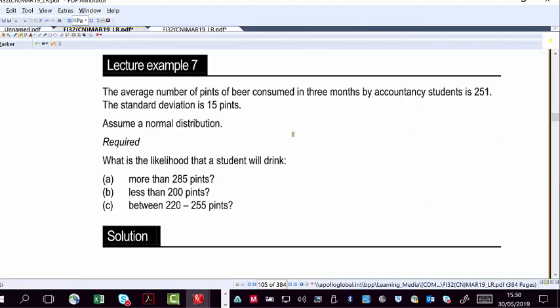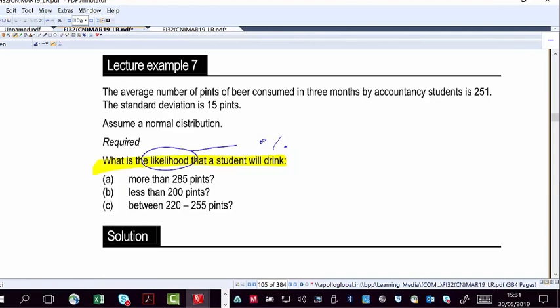Okay, so here we're asked a few things. So there's 3 different requirements. It says, what is the likelihood that a student will drink more than 285 pints, less than 200 pints, and between 220 to 255 pints? So we're asked to identify the likelihood. So here we're looking to identify the percentage, and we're going to use the normal distribution tables to help us do that.